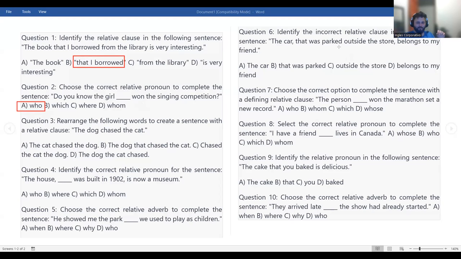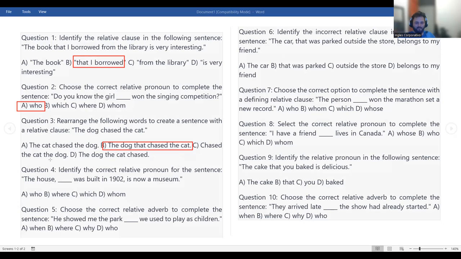Let's go with Alejandro Luis. Number three, rearrange the following words to create a sentence with a relative clause: the dog chased the cat. The answer is the letter B, the dog that chased the cat. All right, do we all agree with that option, guys? Yes, I agree. That is correct. Okay, thank you, Alejandro.